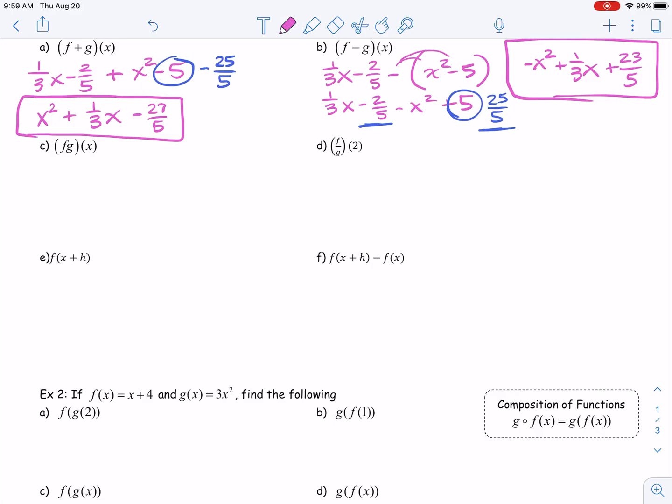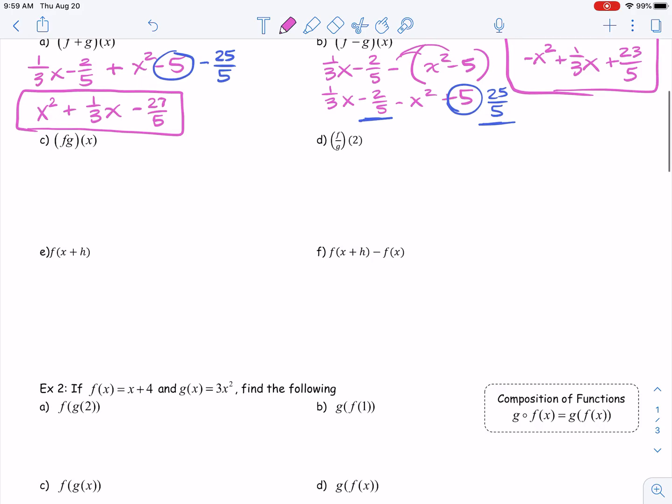So we have our f of x times our g of x. I'm taking my f of x, 1/3 x minus 2/5, and I'm going to be multiplying that with my g of x, which is x squared minus 5. Because I'm multiplying two binomials together, I'm going to use that process of FOIL. First times first, outer times outer, inner times inner, last times last.